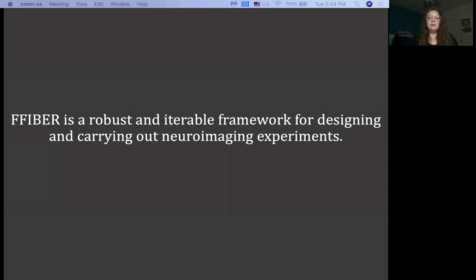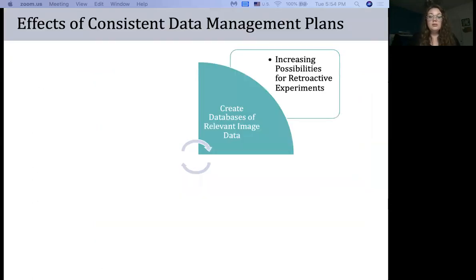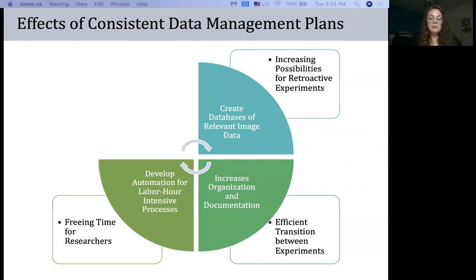And then finally, FIBER is a robust and iterable framework for designing and carrying out neuroimaging experiments. So every time we perform an experiment, we go back in and make FIBER better. So after these experiments, we improved our first 3 steps. We realized that we also wanted to create databases of relevant image data so that we could increase the possibilities for more retroactive experiments. We're increasing our organization and documentation. That way we have a more efficient transition between experiments, and we're developing automation for labor hour intensive processes.